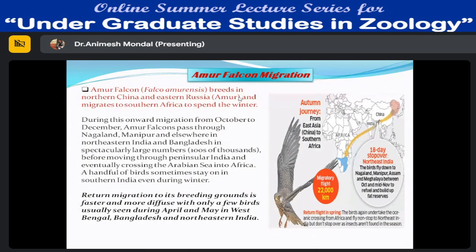All of the conservation organizations condemned this issue, and from then the conservation of the Amur falcon was initiated. Through satellite tracking it was found that it generally covers 22,000 kilometers through its course of journey from Russia or from Mongolia to Africa, and whenever it is giving a stop in northeast India, that is Nagaland, Manipur, and Assam.